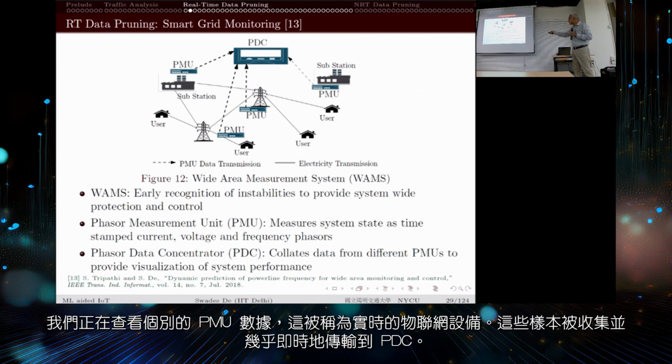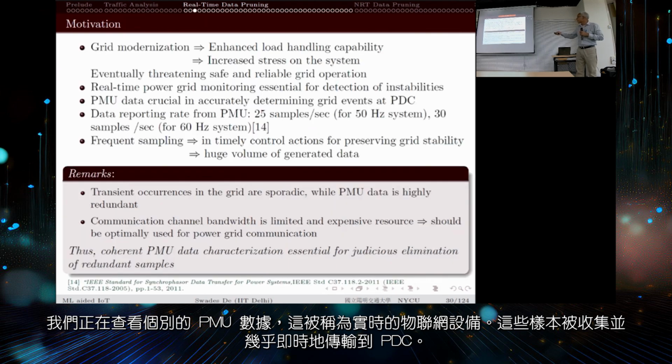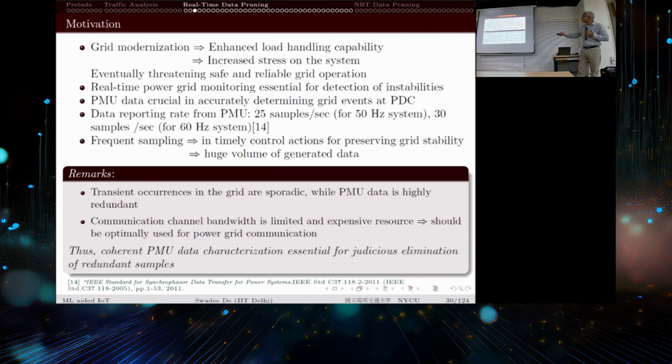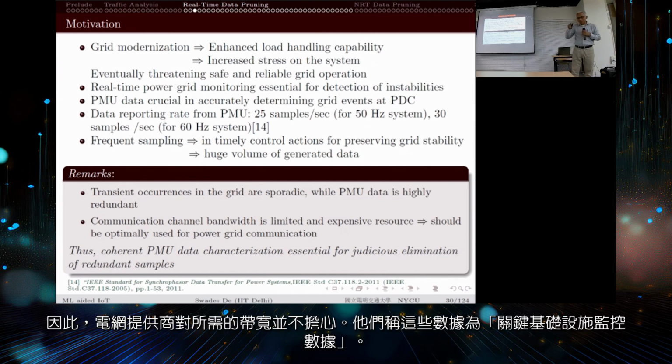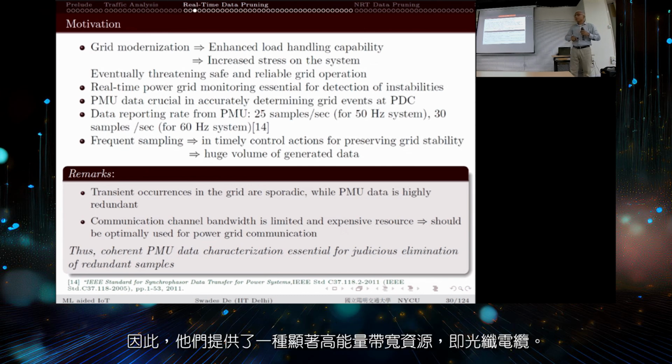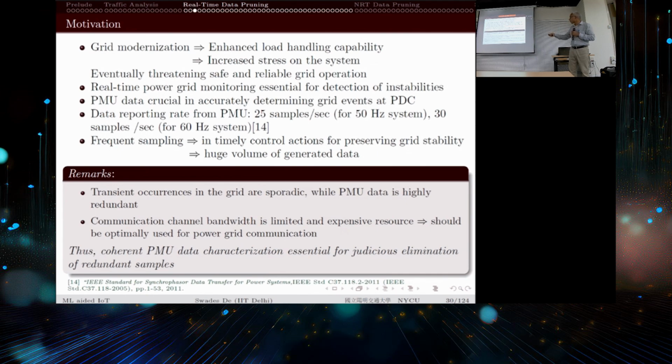We are looking at individual PMU data, which comes from what is called a real-time IoT device, and these samples are collected and transmitted almost instantaneously to the PDC. Today this is done by dedicated optical fiber cables, and because of that, power grid providers are not worried about the bandwidth required. They say this is very critical infrastructure monitoring data, so they are provided a significantly high bandwidth resource, which is optical fiber cables.